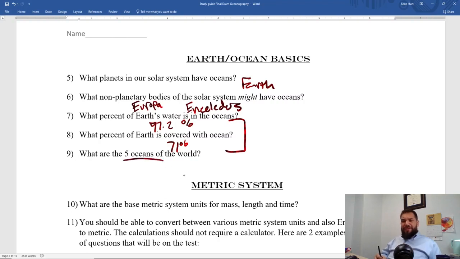5 oceans of the world. Make sure you know your 5 oceans. This is probably not, again, going to be a multiple choice. It's going to be something you have to type in, okay? Just type in the names of the oceans, okay? Because it would be too easy if it was just multiple choice. So, of course, you all know Indian, Pacific, and Atlantic, but don't forget the Southern, and don't forget the Arctic, okay?